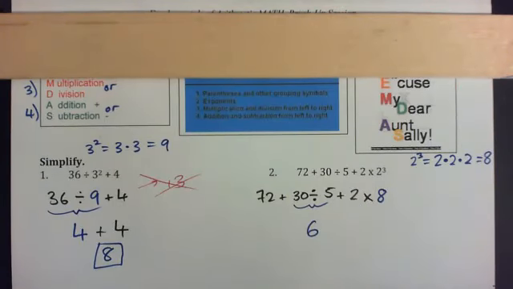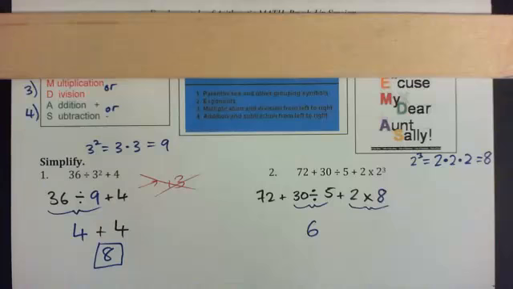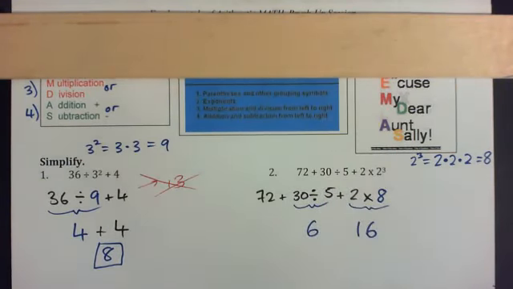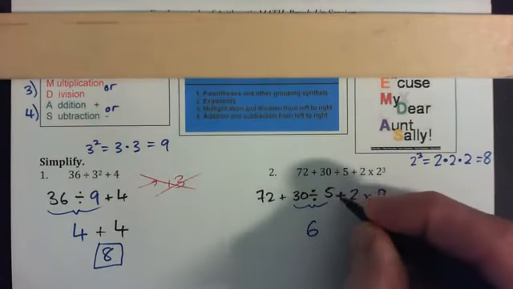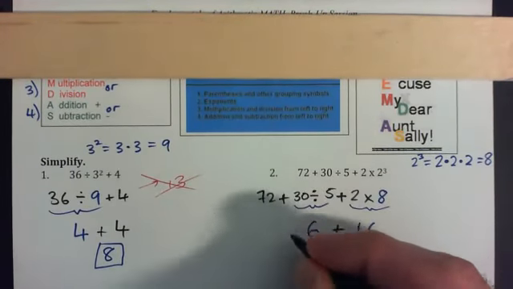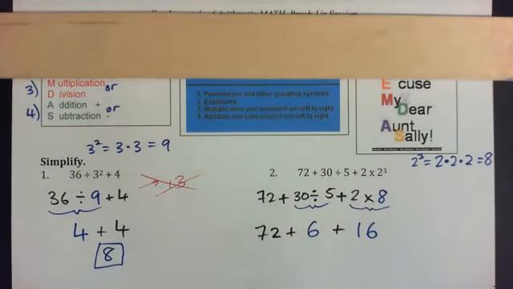Okay, at this point, what do we do next? The next thing we do is multiplication, right? 2 times 8. What's 2 times 8? 16, right? So we've gone through, we've done multiplication or division from left to right, and now we just write out the whole question all over again. So we didn't do anything with this plus sign, that goes there. We didn't do anything with this plus sign, that goes there, and we didn't do anything with 72, so that goes there. Okay, so it's step by step, okay?